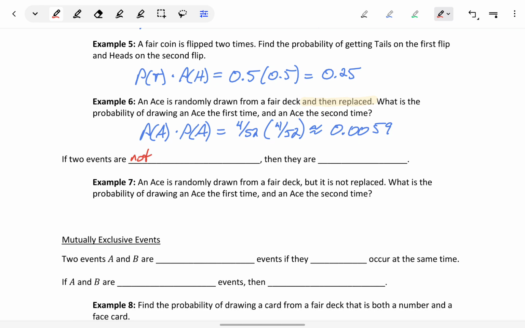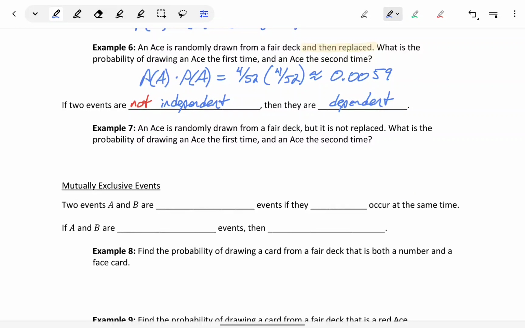If two events are not independent, then they're dependent, which means one outcome occurring impacts the probability that the second one will occur.